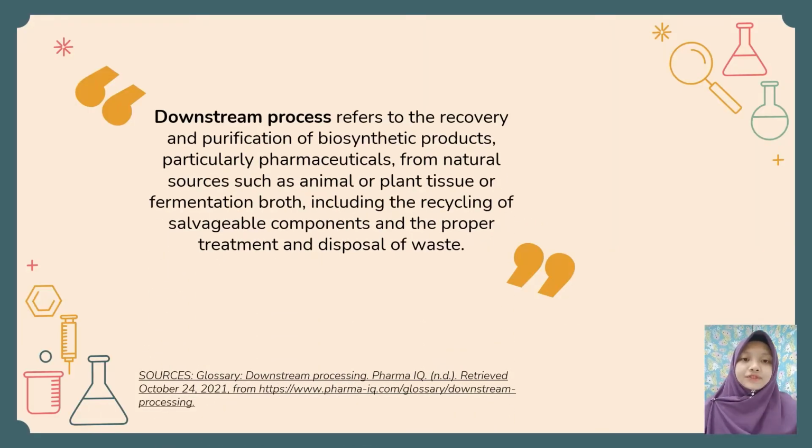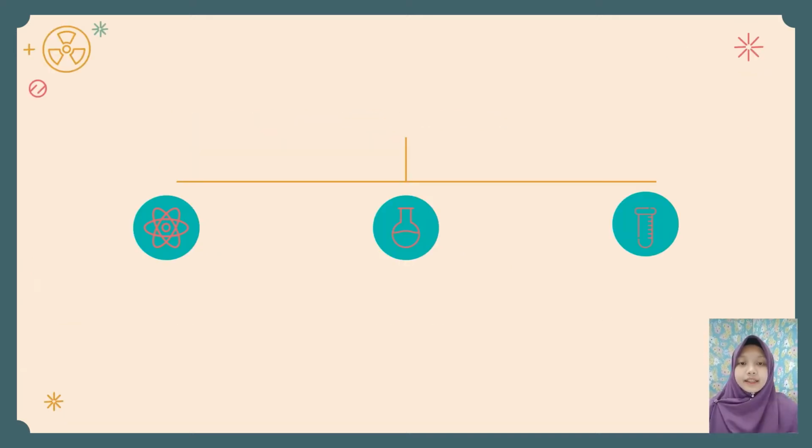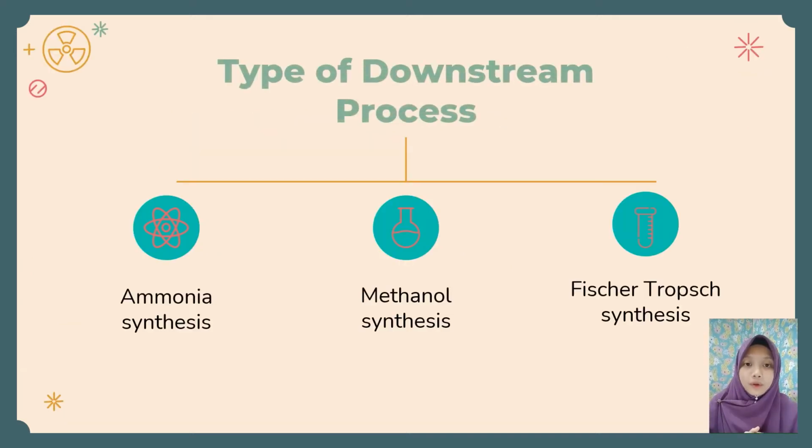Downstream process refers to the recovery and purification of biosynthetic products, particularly pharmaceuticals, from natural sources such as animal and plant tissue, and fermentation routes, including the recycling of salvageable components and the proper treatment and disposal of waste. There are three types of downstream process. First, ammonia synthesis. Second, methanol synthesis. And the last one, Fischer-Tropsch synthesis.